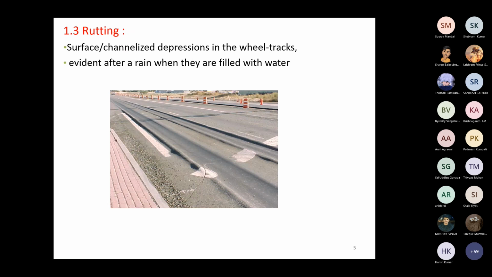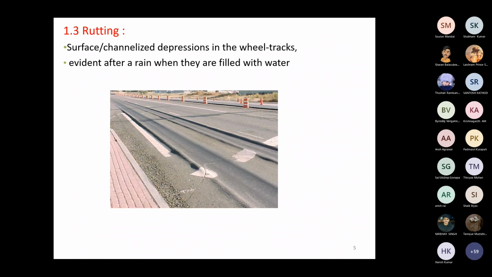Rutting is a common phenomenon, and it is very important. While designing flexible pavement, one of the important distress parameters we have to consider is rutting. There are a lot of rutting equations. Rutting means channelized surface depressions in the wheel track, some longitudinal depression occurring along the wheel path. Depressions can occur at any place, but this one is along the wheel path, parallel to the center line.